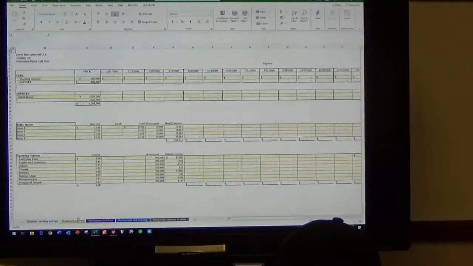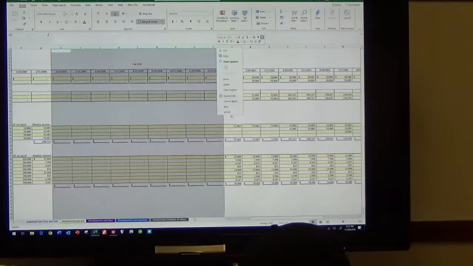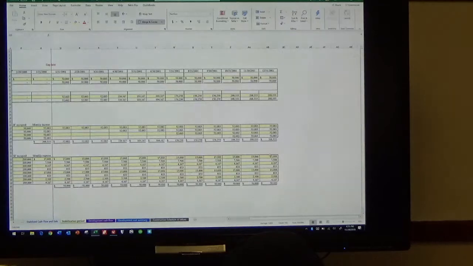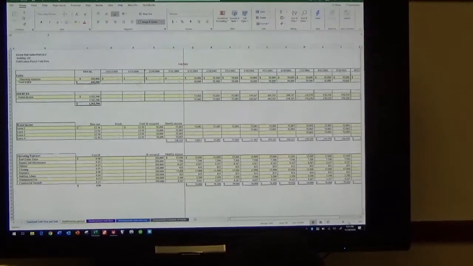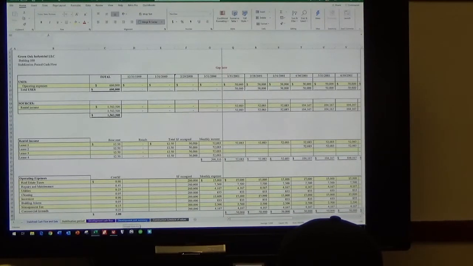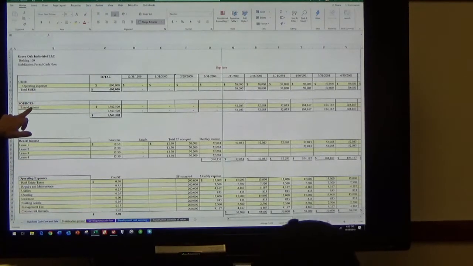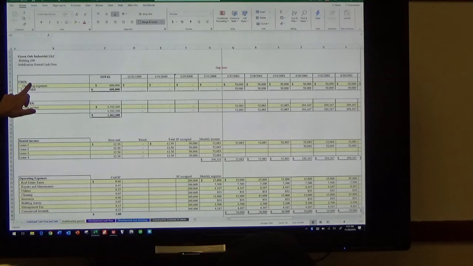Now, we still have 2 more quick tabs to do. Just two. So now we've got a stabilization period. During the stabilization period, I only have 2 things coming in. I've already accounted for TI and leasing commissions in the development period. So all I'm going to account for is rental income and operating expenses.